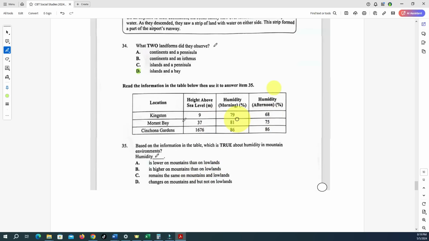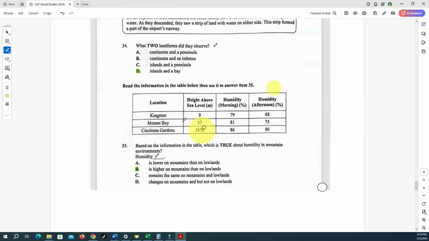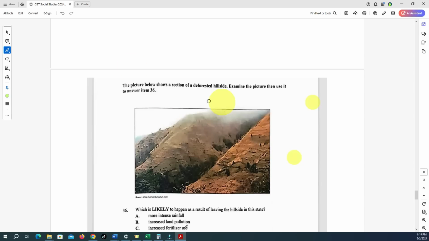I don't see that. Lower on mountains. This is actually almost the same. Is higher on mountains and lowlands. I would say that. I'm gonna take B for that. Remains the same. It's not the same. It doesn't go up very high, but they're higher. So I take B. Right, so the picture below shows a section of a deforested hillside.